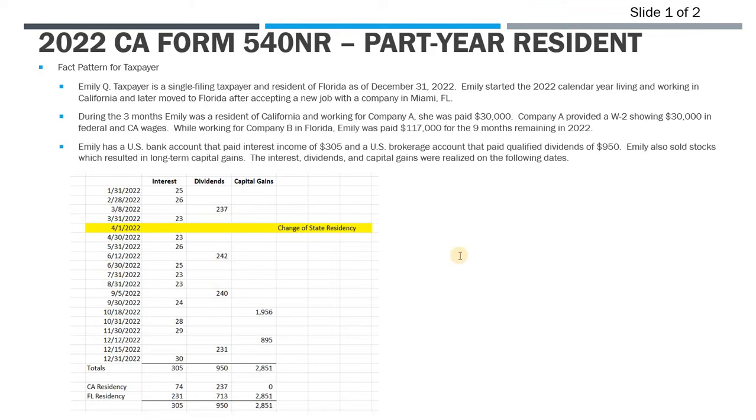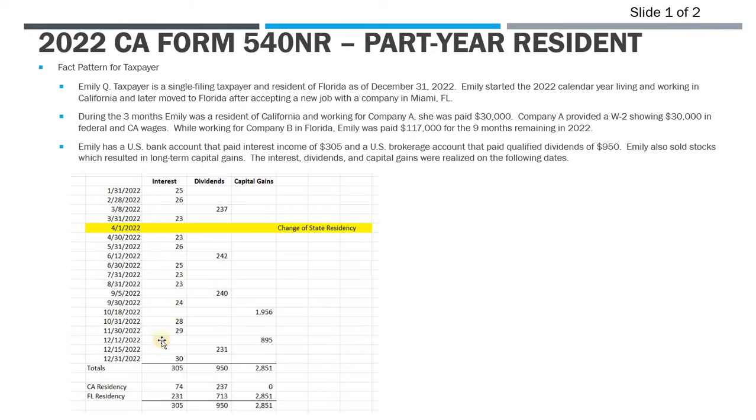So why do we do this? Well, individual taxpayers generally operate on a cash basis. That means when you work for the income or receive it and it's actually deposited into your account, that's when the income is realized. This is especially important for part-year residents because part-year residents have to allocate their income to each state based on when they were a resident.